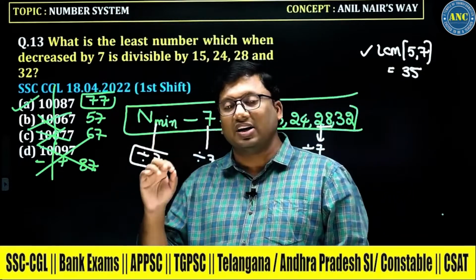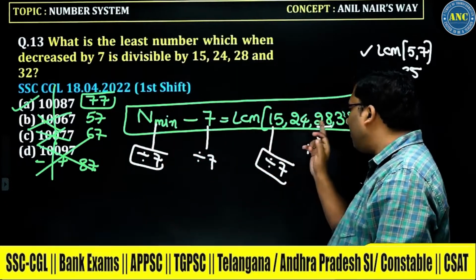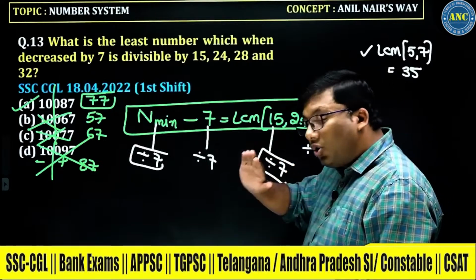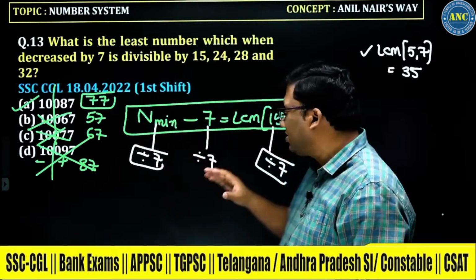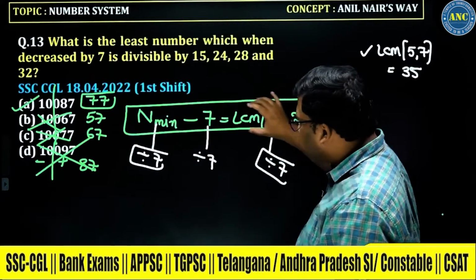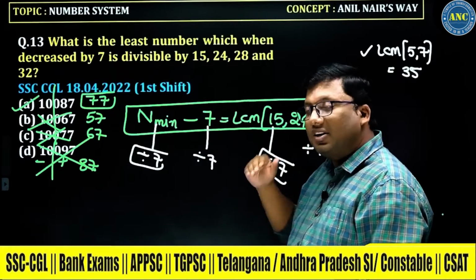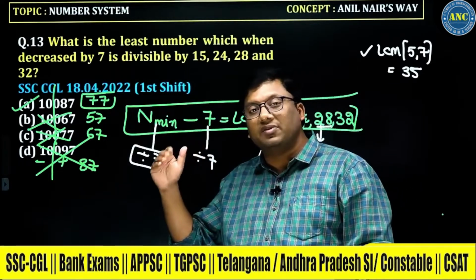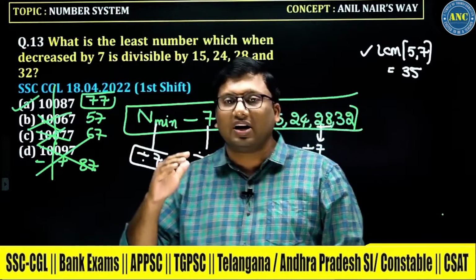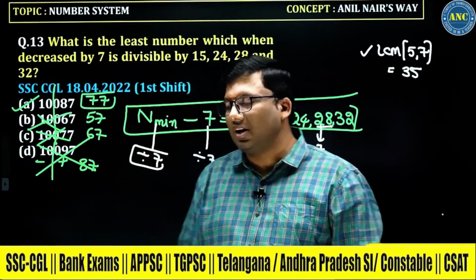Whenever you are finding the LCM, if an input number is divisible by 7, the output should also be divisible by 7. This is divisible by 7. This is divisible by 7. That means the answer will be divisible by 7. How to check whether a number is divisible by 7 or not?